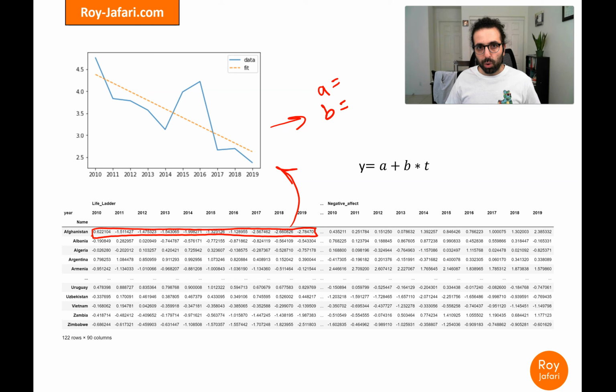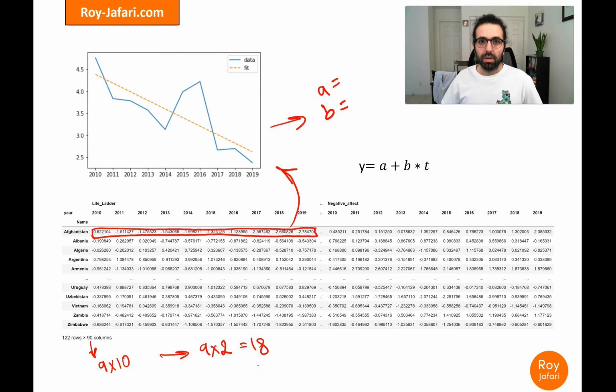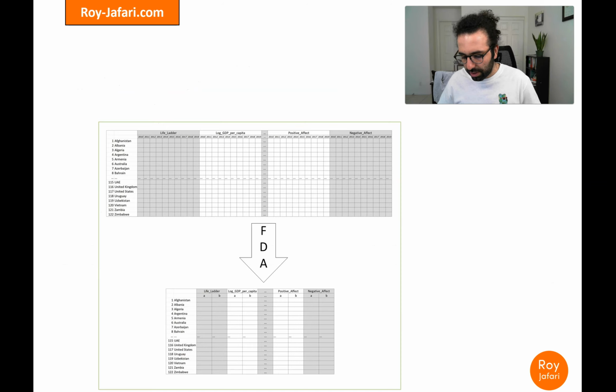So here we use a linear function to account for these 10 points for each of these happiness indices for each country. So instead of having 90 columns, which were 9 happiness indices and 10 years, we're going to have 9 happiness indices, of course, and for each of those happiness indices we're going to have 2 parameters of the linear function, which is a and b. So it's going to be 18. So we reduce the number of data objects from 90 to 18. So that's basically what happens, right?